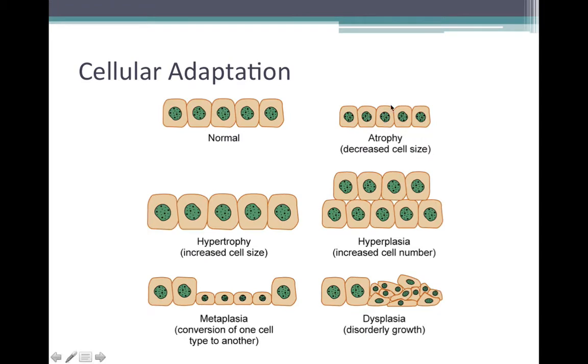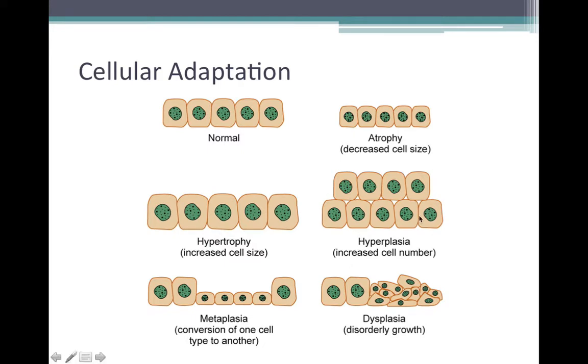We talked about atrophy, which is a decrease in the size of normal cells. You can see that the normal cells here are larger than the atrophied cells because atrophy means shrinking of cells. But what can also occur during cellular stress are things like hypertrophy, which is an increase in the size of the cells, hyperplasia, which is an increase in the number of cells, but that can also lead to things like metaplasia or dysplasia.